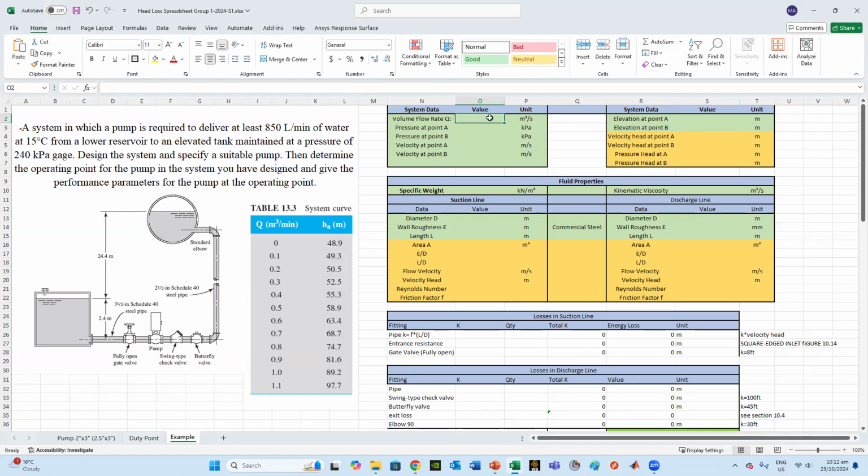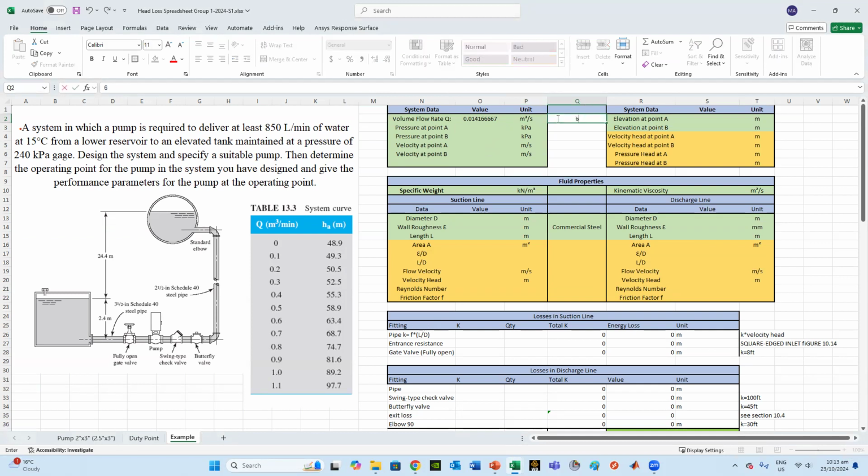So volume flow rate. Remember it's 850, so it equals 850 divided by 60,000. The 60 is converting from minutes to seconds, and the 1,000 is to convert the liters to meters cubic per second. That gives us the Q volume flow rate. I always write the information here as 850 divided by 60,000, so that way you understand where these numbers are coming from.